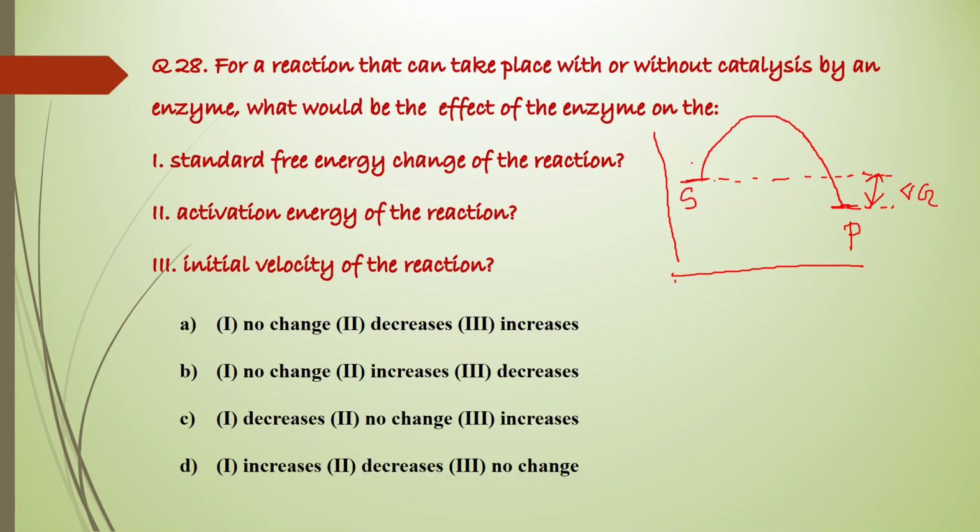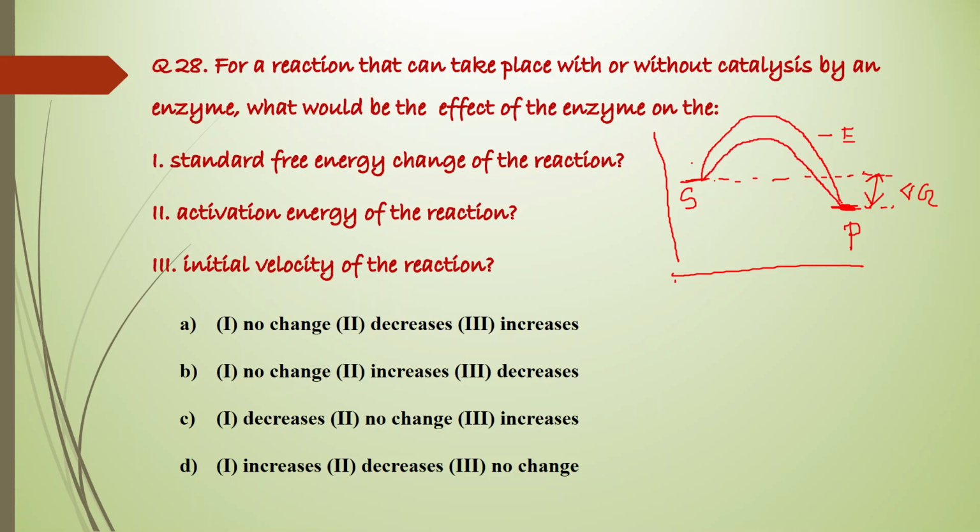Now we can see the product lies below. So whenever you subtract the value, you will get a negative one. So the reaction will be thermodynamically favorable. This is your delta G. Now this is without any enzyme. Now you are adding the enzyme. What happens when you add the enzyme?